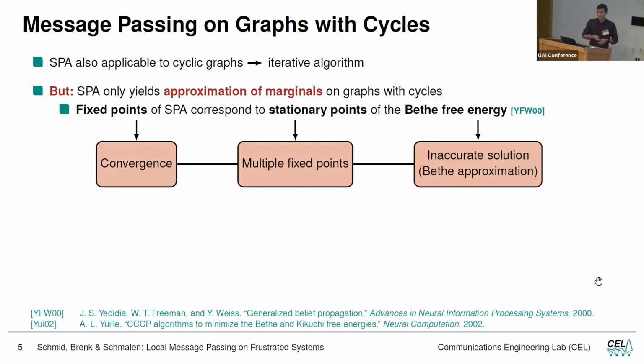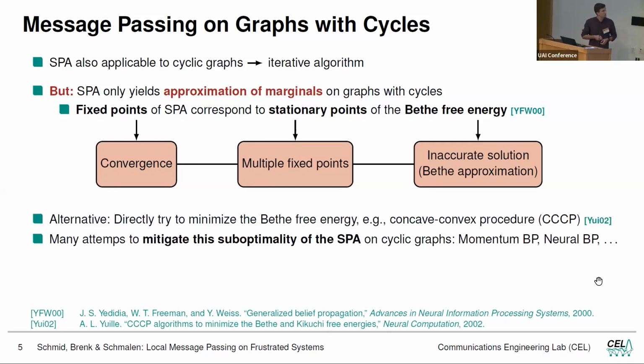Based on this insight, there were a lot of attempts to come up with better algorithms for marginal inference. One idea would be to simply directly minimize this Bethe free energy term. And there's a very nice algorithm which does this in a concave convex procedure. However, it's more complex than the very simple sum product algorithm. And this is why there were also a lot of attempts which try to use the sum product algorithm on cyclic graphs, but try to somehow improve it or mitigate its suboptimality.